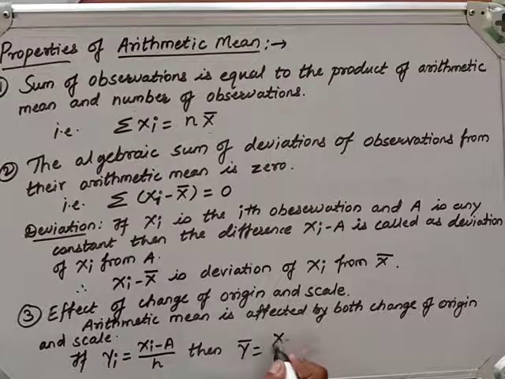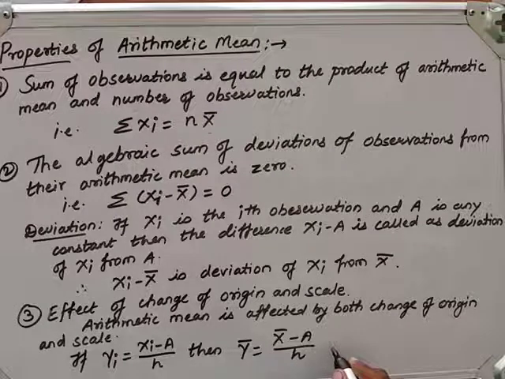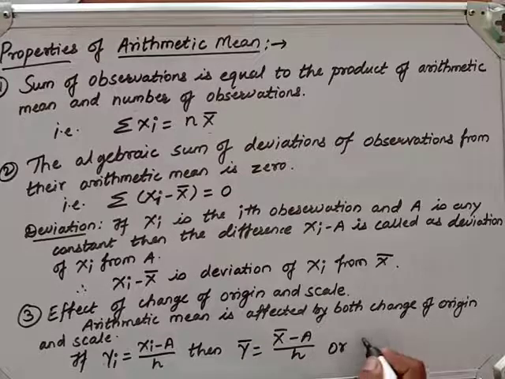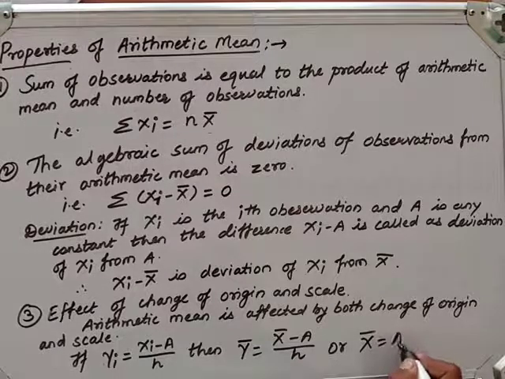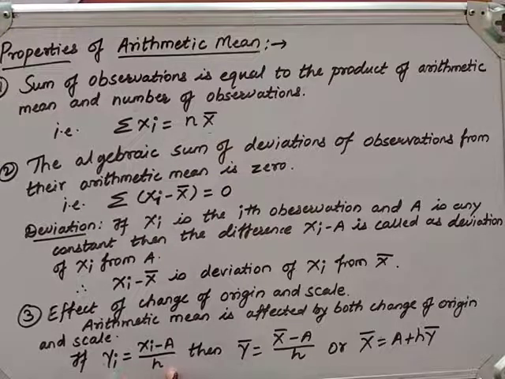Y bar is x bar minus a upon h. We have seen this in step deviation also, or we can say x bar is equal to a plus h into y bar. This is nothing but di in step deviation. So if we change the scale, then the mean also changes its scale. That's why we add the arithmetic mean again here, and as we divided by class width, we multiply by class width again here.